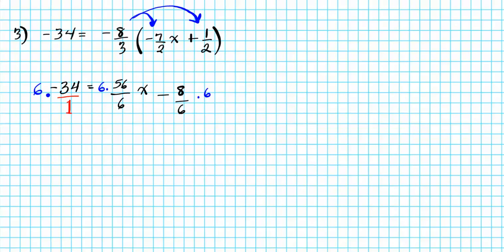Now if you multiply 6 by 34, you have 180 plus 24. That's negative 204. And on the right side, the 6's divide out. 6 goes here 1, 6 goes here 1, 6 goes here 1, 6 goes here 1 also. So you have 56x is minus 8. Okay, so next step, you add 8 to both sides of the equation.